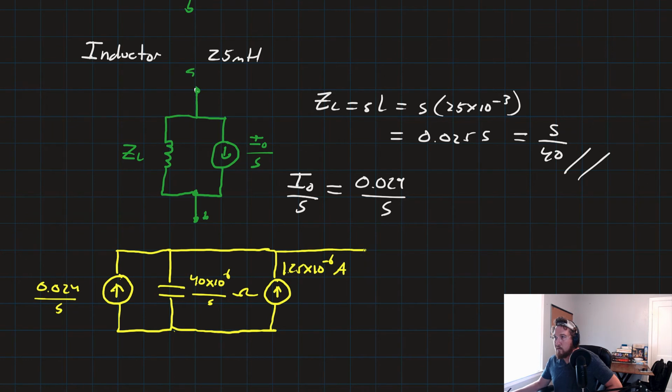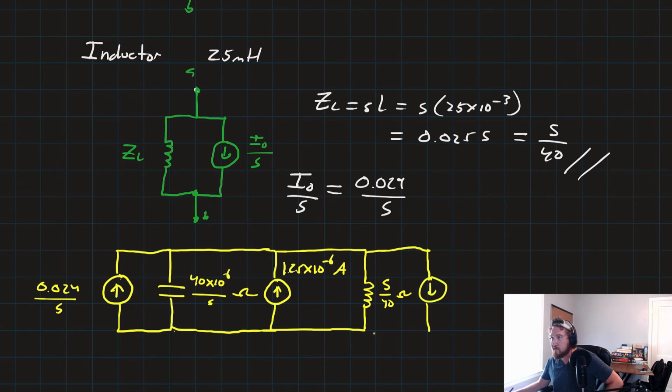And we're in parallel with an inductor that we found to be S over 40 ohms. That is in parallel with that current source flowing in the opposite direction. That had 0.029 over S amps.